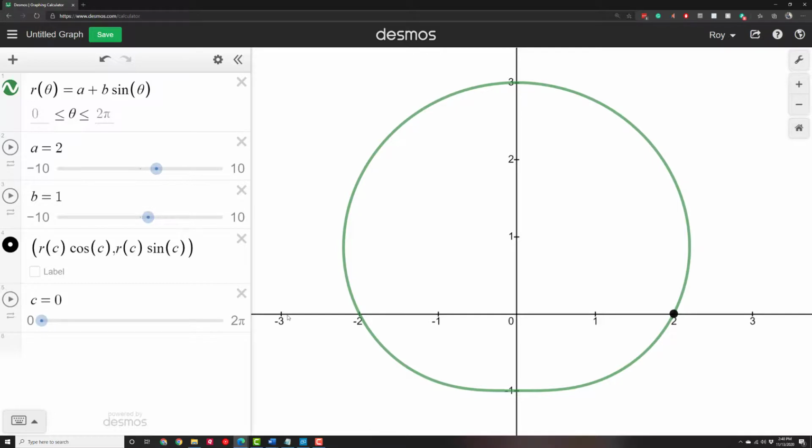And the reason why it never gets to the origin is because you're dealing with something that looks like this: 2 plus 1 sine of theta. Remember, sine of theta ranges between -1 and 1. So 2 plus 1 or minus 1, that'll never become 0. So as you rotate around, it'll never shrink back to 0. It just won't. And so that's why the limacon never goes back to the pole.